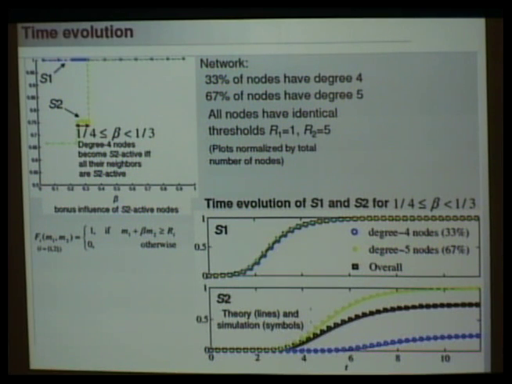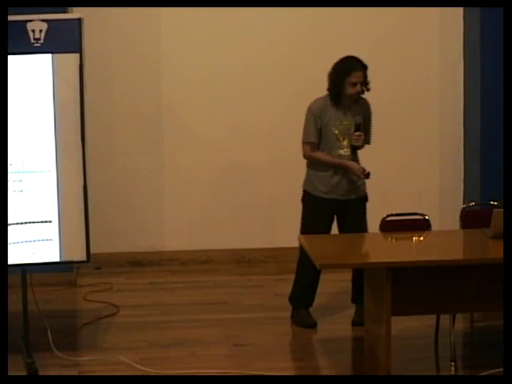Okay, so then you get this in the S1 case, and in the S2 case, you get this. It works pretty nicely. You'll notice that it's a little bit off, and it turns out there are systematic reasons that it's a little bit off. So it works well, but not perfectly. And then, of course, if you use more complicated networks that don't satisfy certain assumptions, it will work less well.